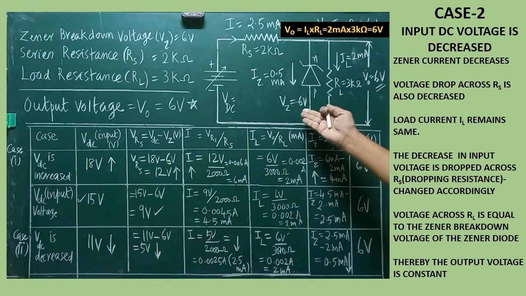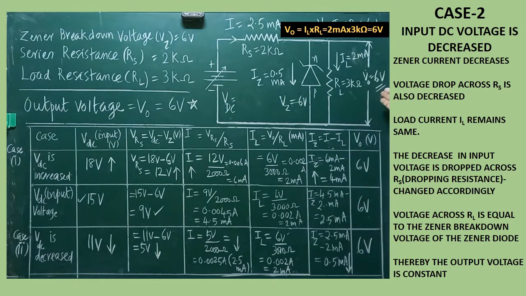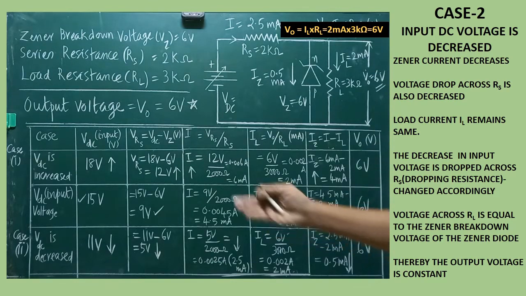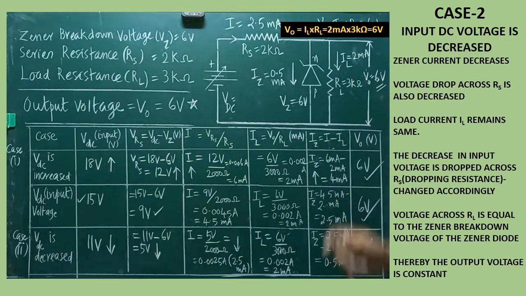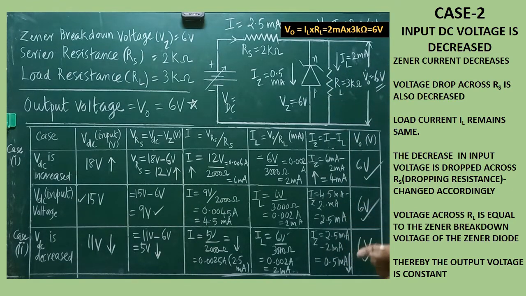In this case, I have taken the Zener breakdown voltage as 6 volt. That's why I am getting the output value of 6 volt. So though the input voltages are varied, I am getting the constant output voltage finally. So that is the function of the Zener diode as a voltage regulator. In a voltage regulator circuit, the Zener diode plays a vital role. That's why we are saying Zener diode as a voltage regulator.